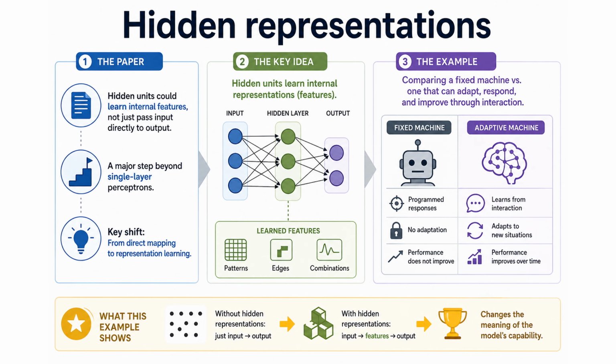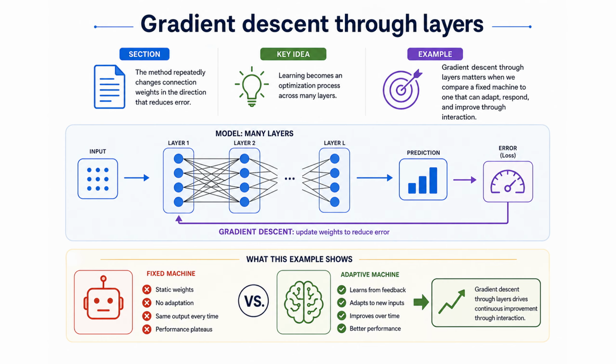For example, gradient descent through layers matters when we compare a fixed machine to one that can adapt, respond, and improve through interaction. What this example shows is how gradient descent through layers changes the meaning of the paper's central argument. This matters because it helps explain why this paper became one of the foundation stones of AI history. Once that is clear, the next step is why it answered the perceptron critique, because that extends the paper's argument in a more concrete direction.